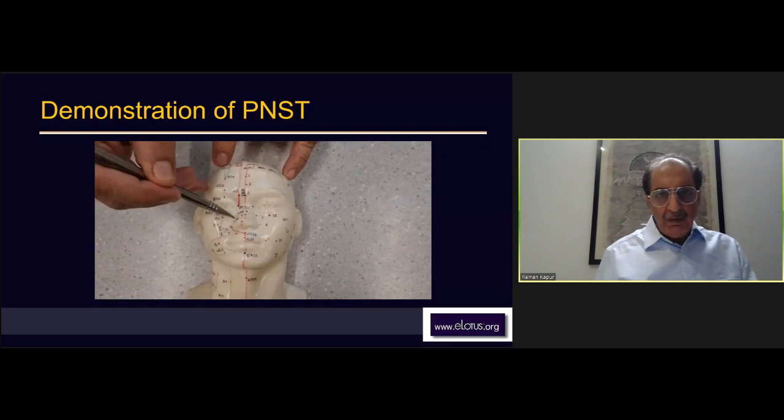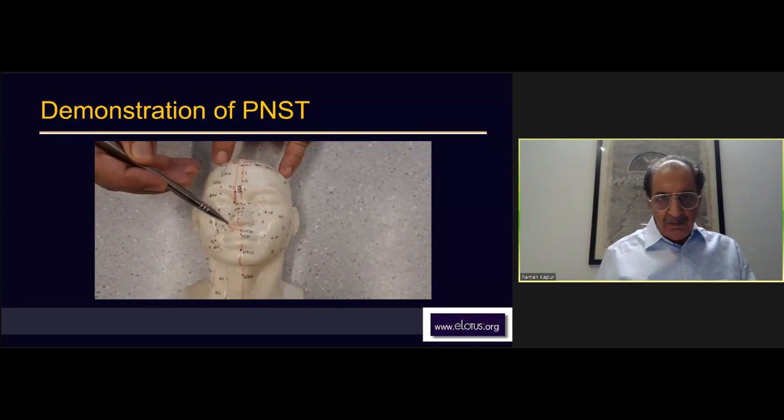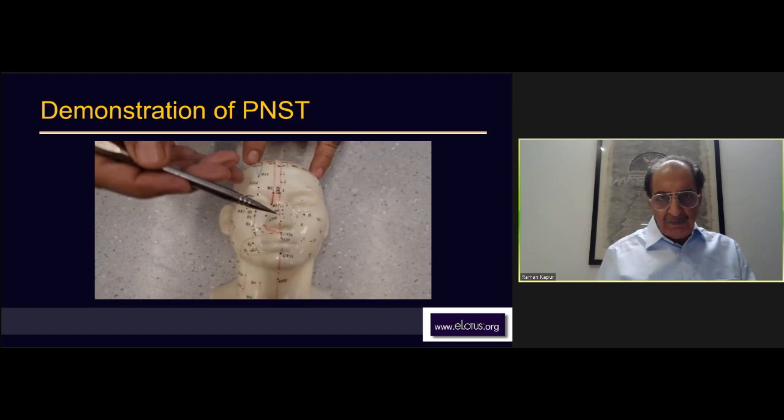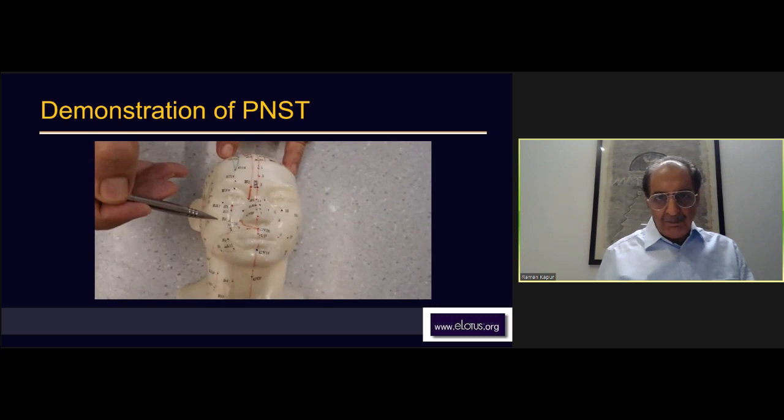Bitong, both sides. LI20, both sides. DU25, the tip of the nose. And SI18, both sides, which makes a total of 7 points.